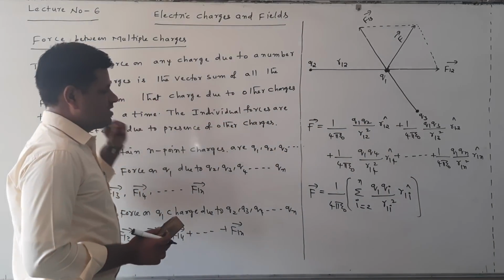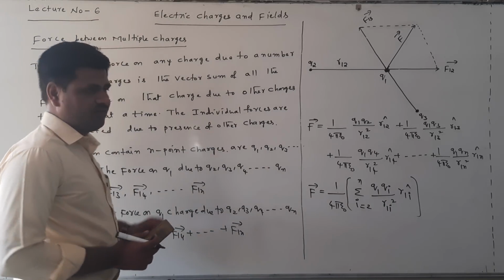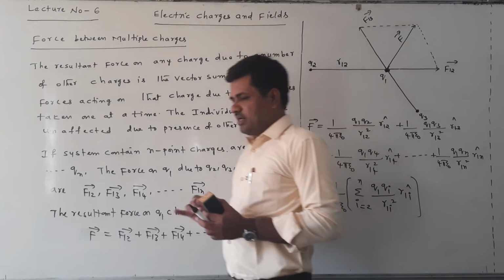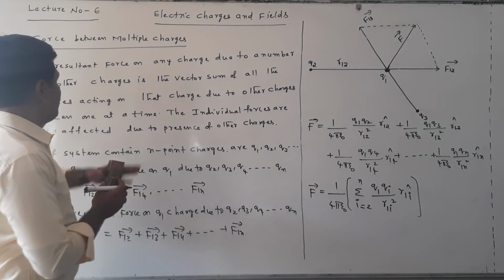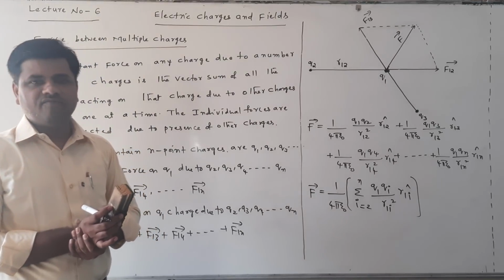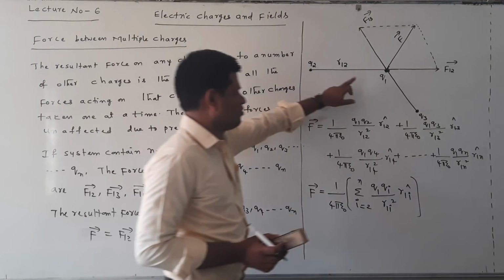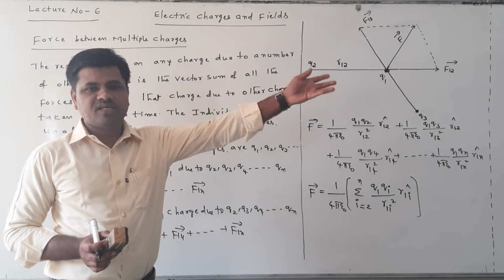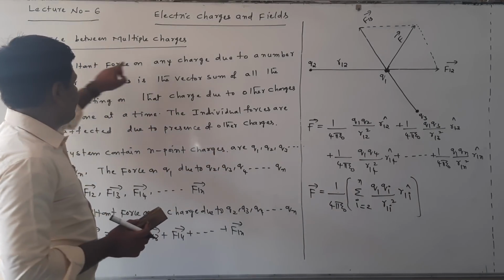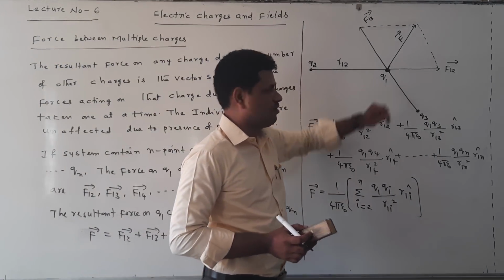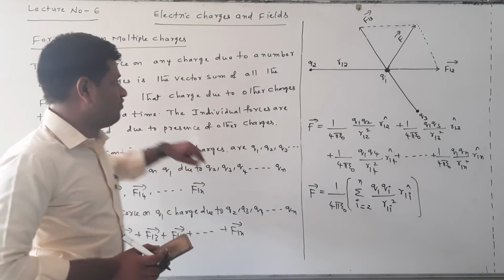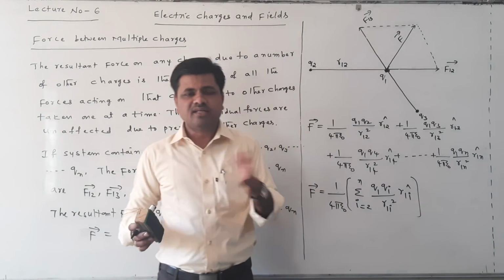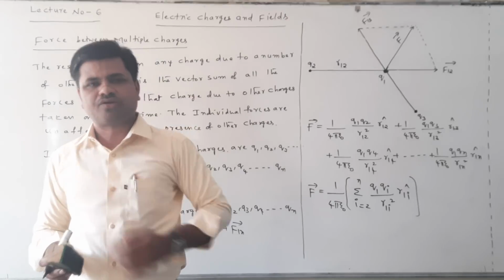Now from this we can understand the statement of the force between multiple charges, or the principle of superposition. What is the statement? The resultant force on any charge, meaning the Q1 charge. I am taking a system of 3 charges to explain. The resultant force on Q1 due to a number of other charges, Q2 and Q3, or in general Q2, Q3, Q4 up to Qn.